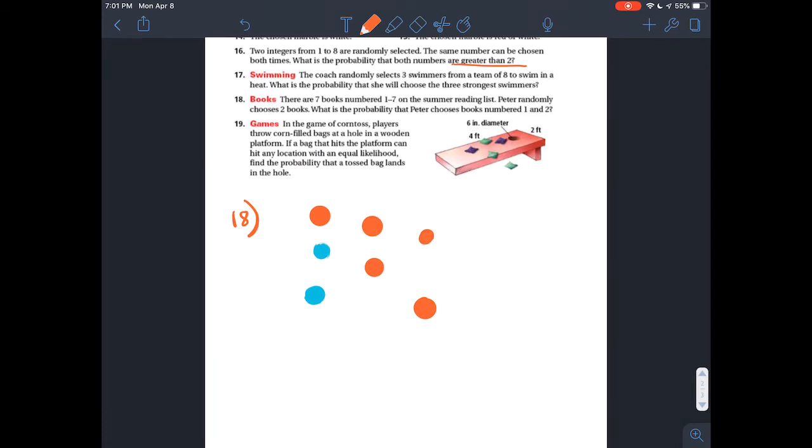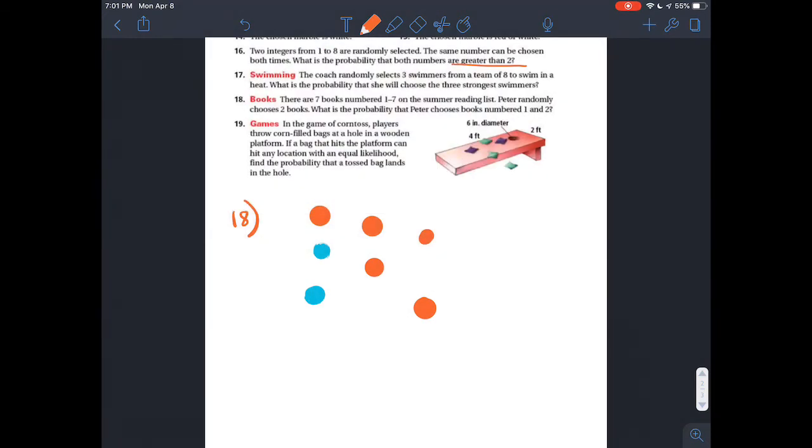Now, what is the probability that Peter chooses those 2 books? Even though they're numbered 1 and 2, the order here doesn't actually matter. The order that Peter picks them in doesn't matter. He could pick 1 and then 2, or 2 and then 1, and that's not important. So just keep that in mind.